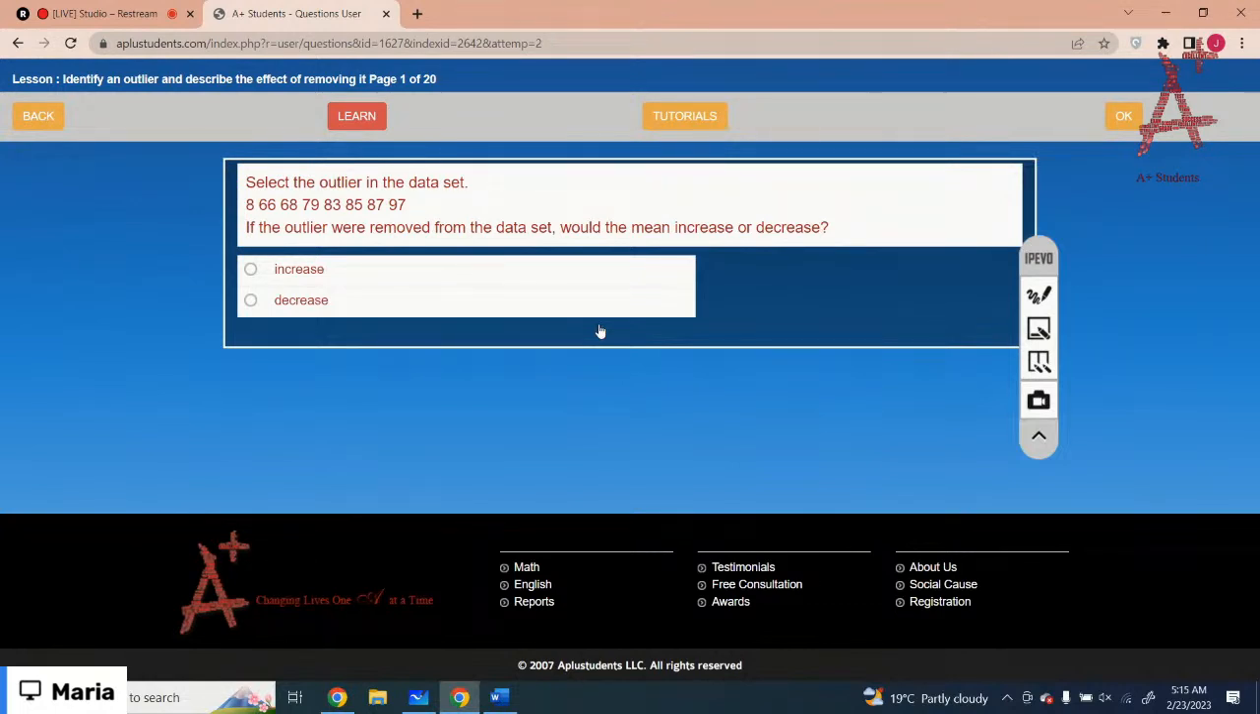The outlier is the one that is the extreme value, either very large or very small. So 8 is the outlier here, got it? Because the rest of the numbers are two-digit numbers. Just 8 is the outlier. So 8 is a smaller number. Whenever you remove a smaller number from the data, the outlier, the mean is increased. Got it? Because you removed the smaller one.